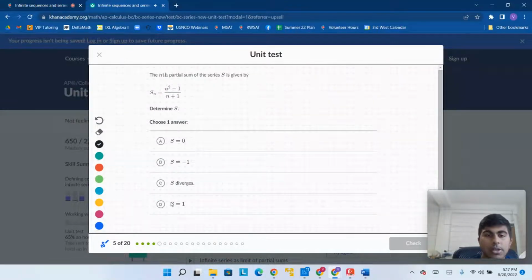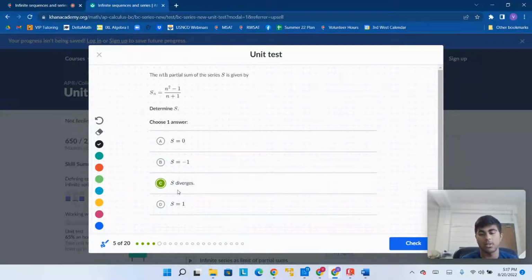Alright, the nth partial sum of the series S is given by n squared minus 1 over n plus 1. Now I can write n squared minus 1 as n minus 1 times n plus 1. So it's going to cancel out the n plus 1 on the bottom and just leave you n minus 1. Now if we're trying to determine S, that means that n becomes infinity. So we have n minus 1. If n is infinity, then S diverges. Let's keep going.